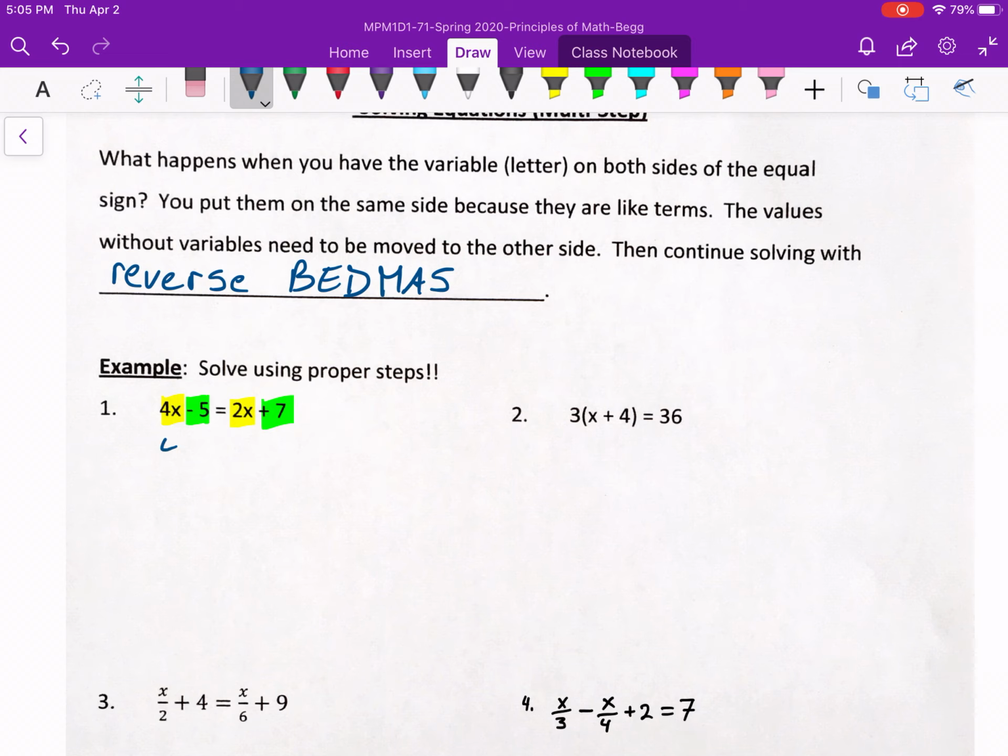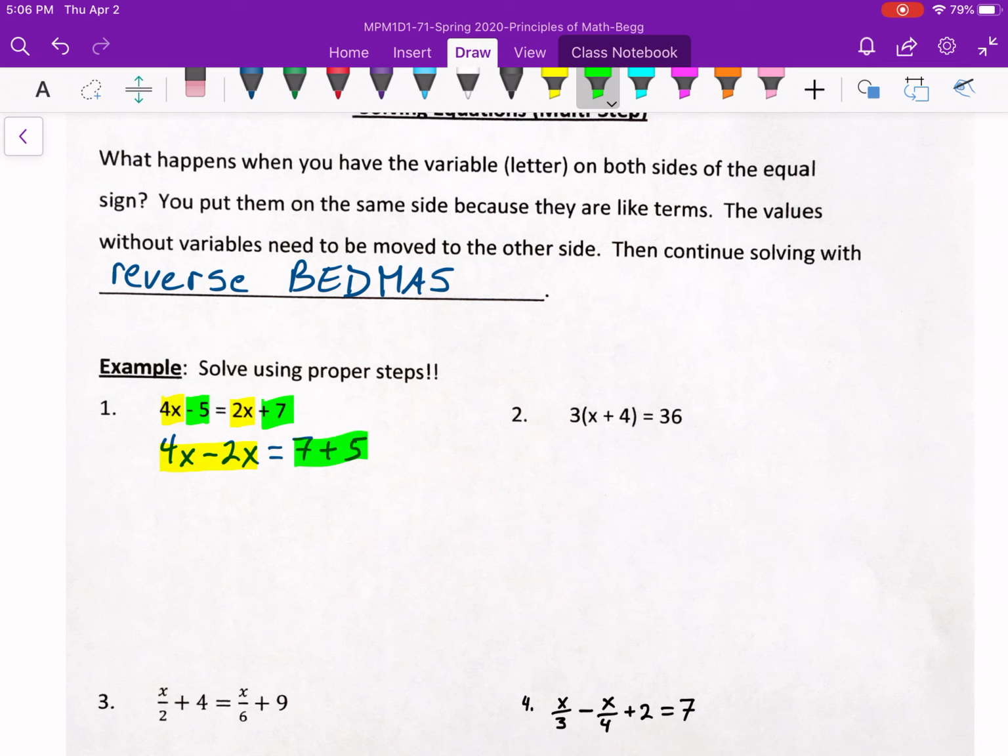And so I'll move that 2x over to the left-hand side. I'm going to leave the 4x there. And by moving it over, I mean I'm going to do the opposite operation. And so I'm going to subtract 2x from each side. And I'm going to bring the constant terms to the right-hand side. So that means I'm going to leave the 7 where it is, and I'm going to add 5 to both sides. And just as far as the highlighting goes, that's meant to show like terms. That's all I mean by the highlighting there.